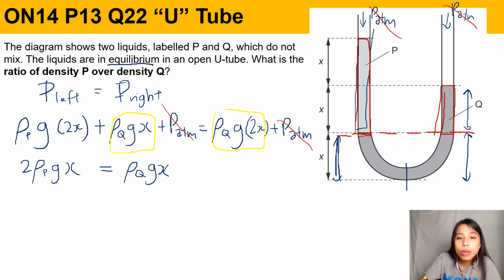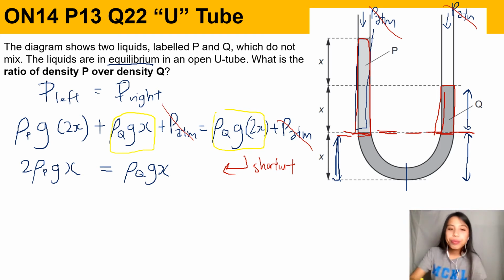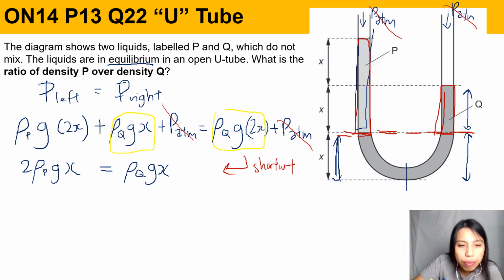So sometimes it's okay if you just shortcut and just write this one. But you need to choose the line where below it everything's the same. Okay? From here, how do we simplify? Oh, g and x can cancel out. Divide both sides by gx. So gx is gone. All that's left is 2 rho p equals to rho q.